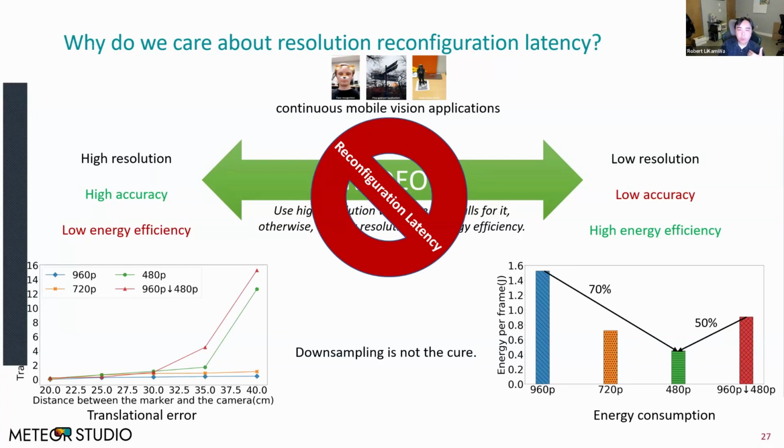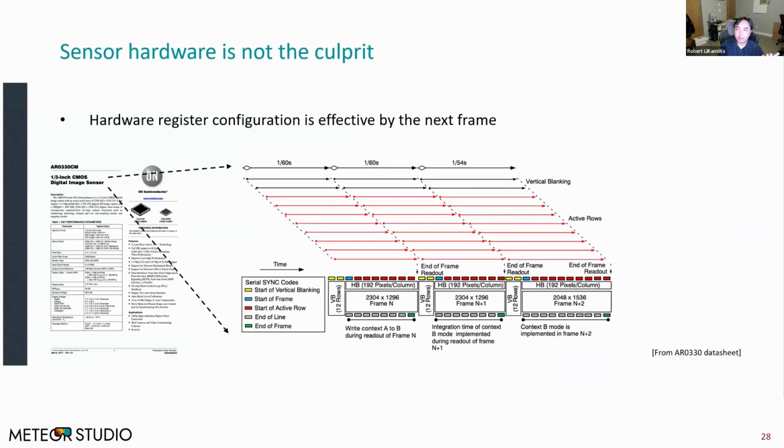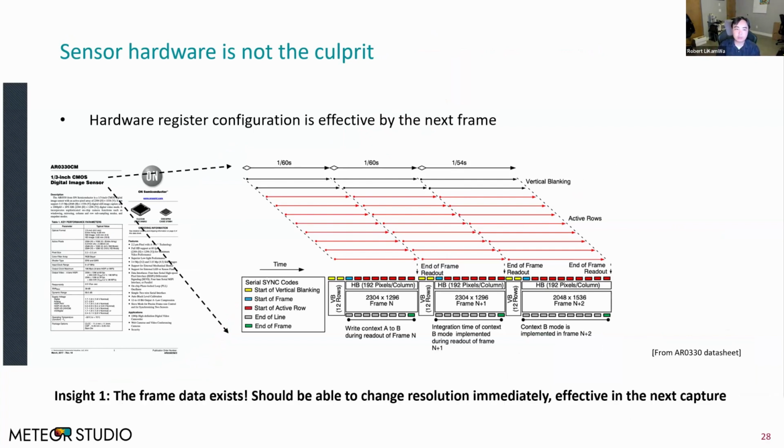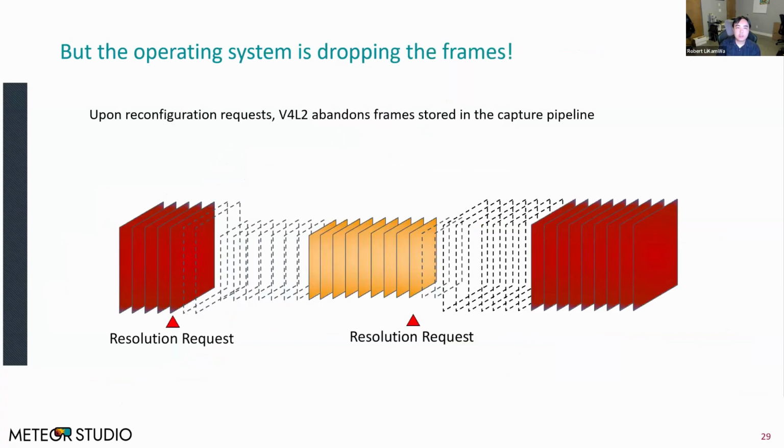So we're trying to track down, why is there this reconfiguration latency? And we found out, well, it's not the sensor hardware. We're looking at the sensor data sheets, and we're seeing that with the sensors themselves, you can actually tell the hardware register to configure for a lower resolution or a higher resolution, and that's effective by the very next frame. So it's ready to go. The data exists. So then we figured, if it's not the hardware, it's probably in the software somewhere. And we found out that it is in the operating system.